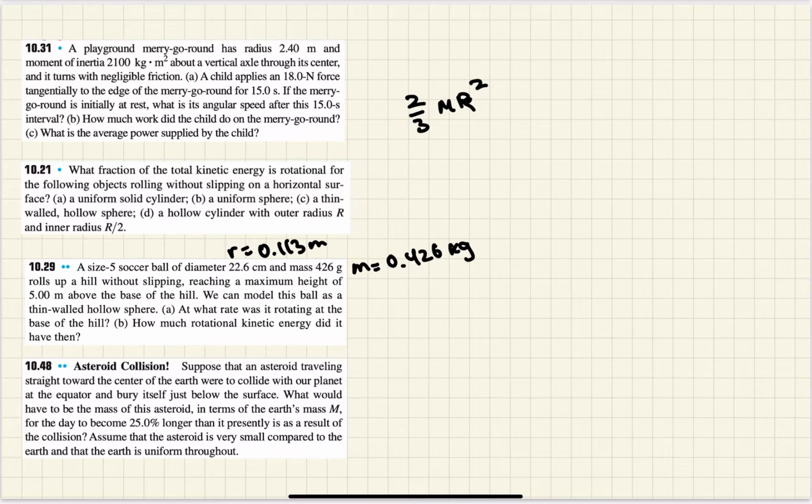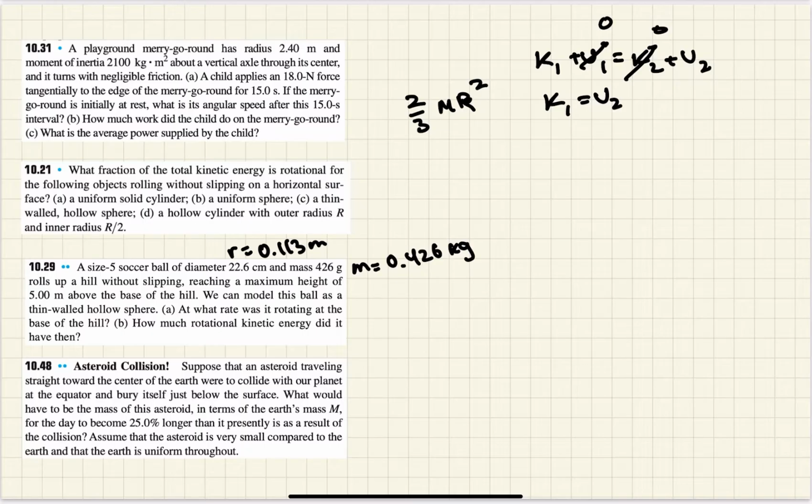Let's just make sure those are the only energies. We have K1 plus U1 equals K2 plus U2. Well, at the start, it's at the bottom of the hill. There's no potential energy. At the end, it stops moving because it reached its maximum height. So there's 0 kinetic energy, and just K1 equals U2.